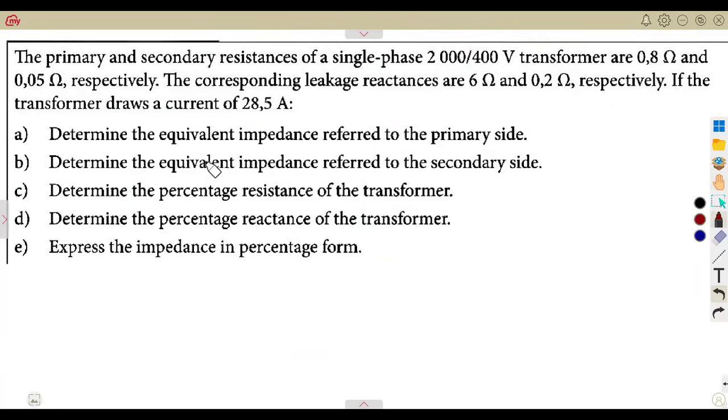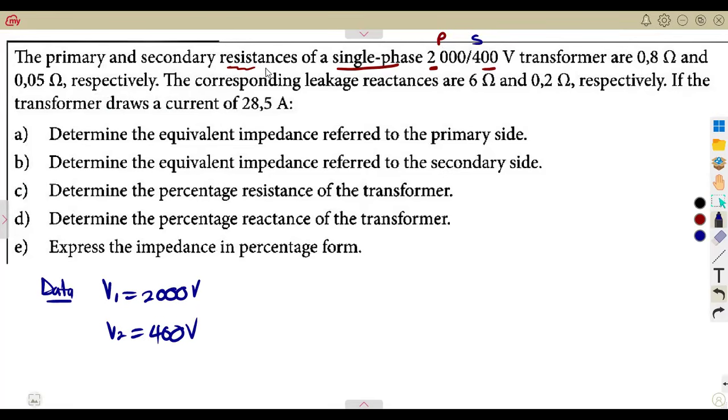We are given a typical question that the primary and secondary resistances of a single phase 2000 to 400 volts transformer. This is the voltage distribution, primary, secondary. That is the indication that we are having there, primary and secondary. So meaning to say we have got V1 according to the data that we are given. That is V1, 2000 volts. V2 is also given as 400 volts. That's a single phase transformer.